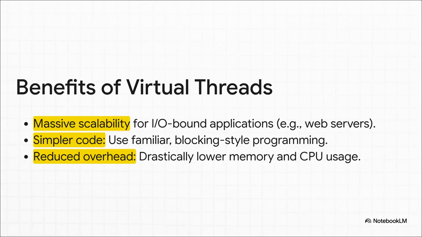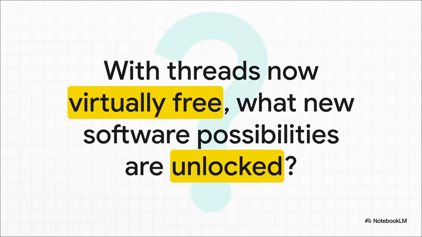So what does this actually mean for developers? It means we get massive scalability, especially for apps that spend a lot of time waiting for networks or databases. It means we can go back to writing simple, easy-to-read code. And we get all this with way less memory and CPU usage. It's a huge win. For decades, we treated threads like a precious, expensive resource that we had to manage carefully. And now, they're basically free.